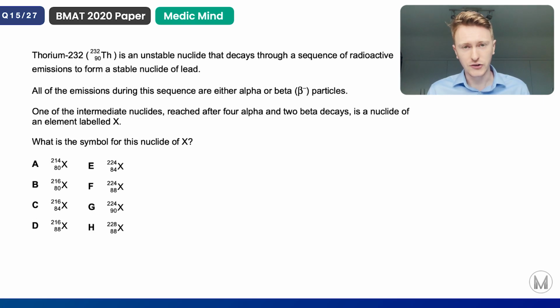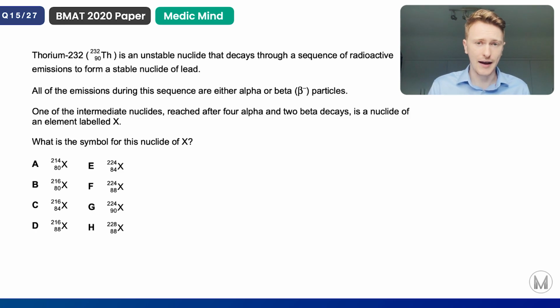Here we've got a physics question, and it's about radioactive decay, which again is one of those hot topics which you should revise and get familiar with, because a lot of the BMAT questions year on year like to bring this into play. Particularly about alpha versus beta decay, which is this question all over. The question gives us this element, thorium-232, and says that it undergoes a sequence of decays, 4 alpha and 2 beta decays. And we're asked to assess what is the symbol for this nuclide that is produced.